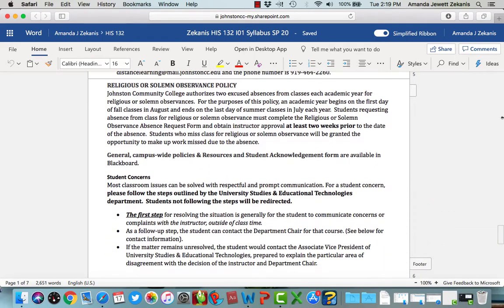Let's see. Religious and solemn observance. We have a form for that. If you need to miss class due to a religious or solemn observance, you need to get the form to me at least 2 weeks prior to the date that you will miss class. There will not be a penalty for missing class. You'll be able to make up all work, all that good stuff. So get me that form if you need to get me that form.